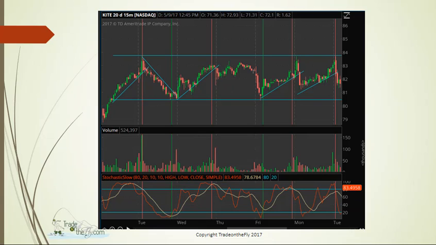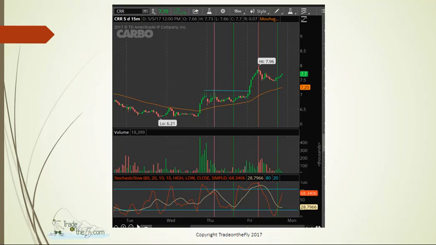Here's another example using an intraday chart. It's a 15-minute chart on KITE. And again, we're just looking to identify some range and then looking for the overbought and oversold readings with my trend lines to help find areas that make sense intraday that I can trade off of those overbought and oversold levels.